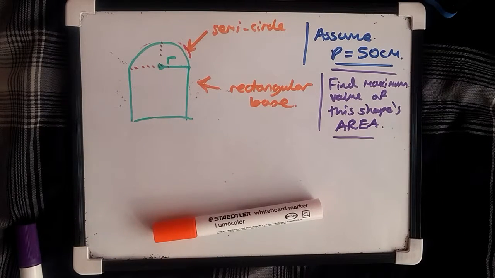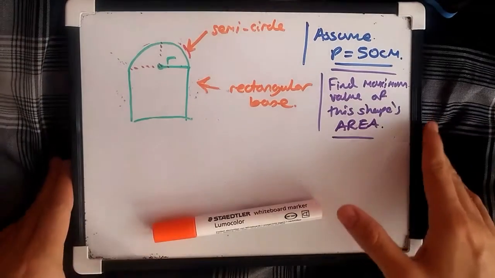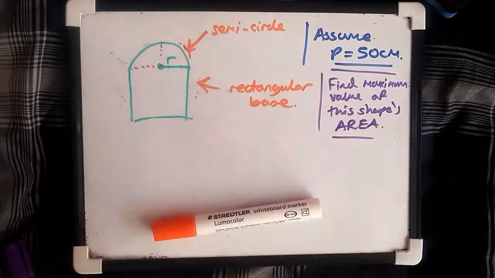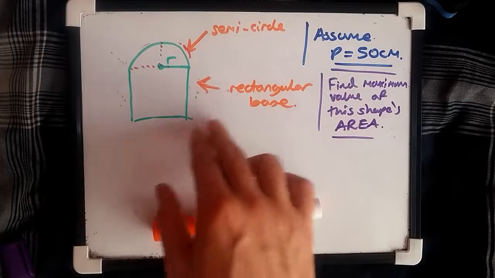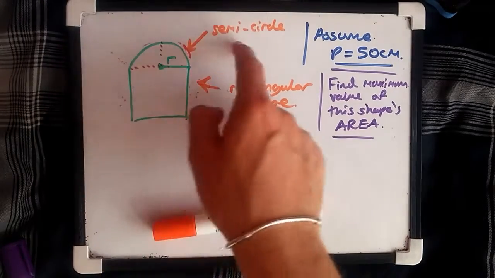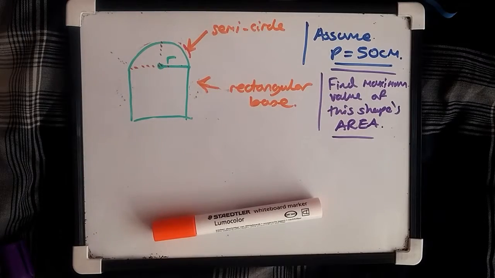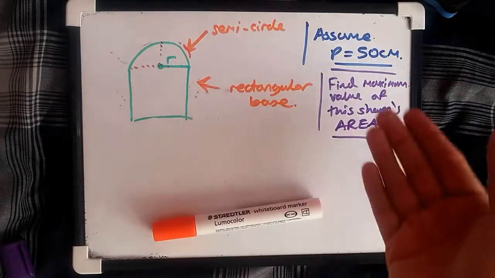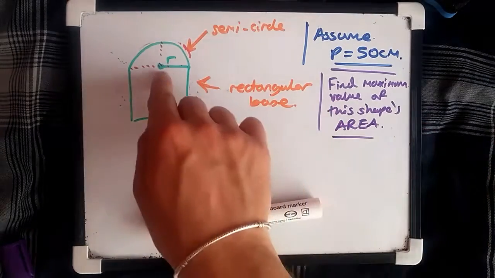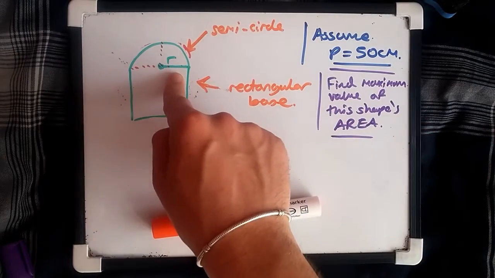So in this one we'll be looking at how to find the maximum value of this shape's area. What we have here is a shape that consists of a rectangular base with a semicircle top attached on the upper side. We also know that the perimeter of the shape is 50 centimeters, and we have a radius of the semicircle which is r.